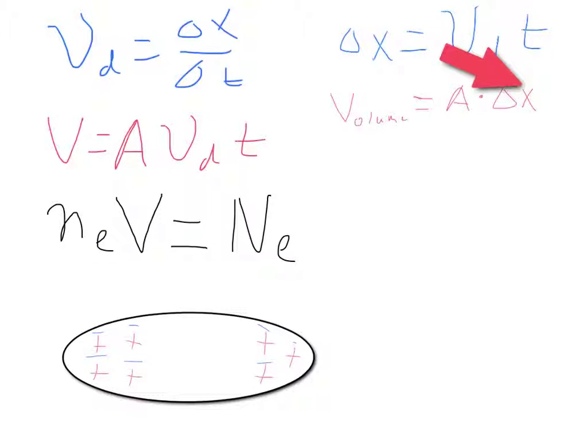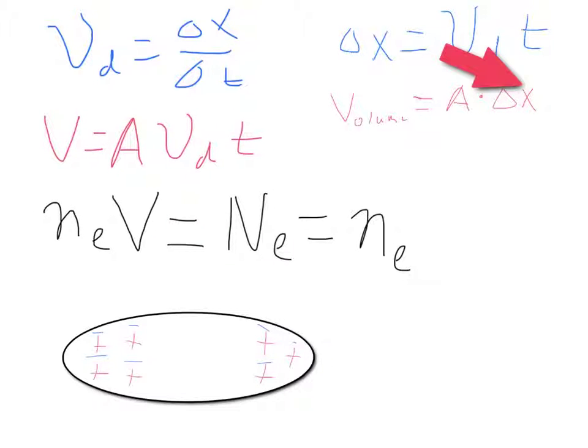And then again, we can expand this because we wanted to include our drift velocity. We're going to expand this to say that capital N sub e is equal to lowercase n sub e, the number of mobile charge carriers per unit volume, times that volume expressed in terms of our drift velocity, which is the red equation up there. And that is now the area of our wire times the drift velocity times the time.